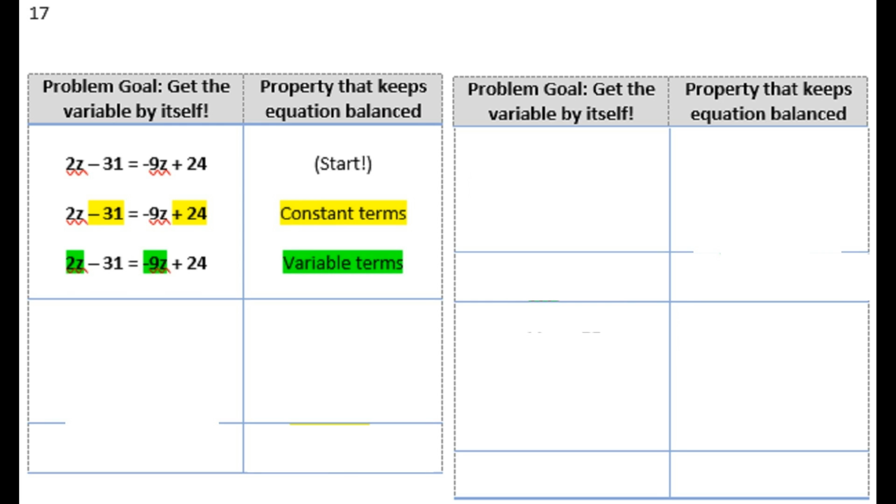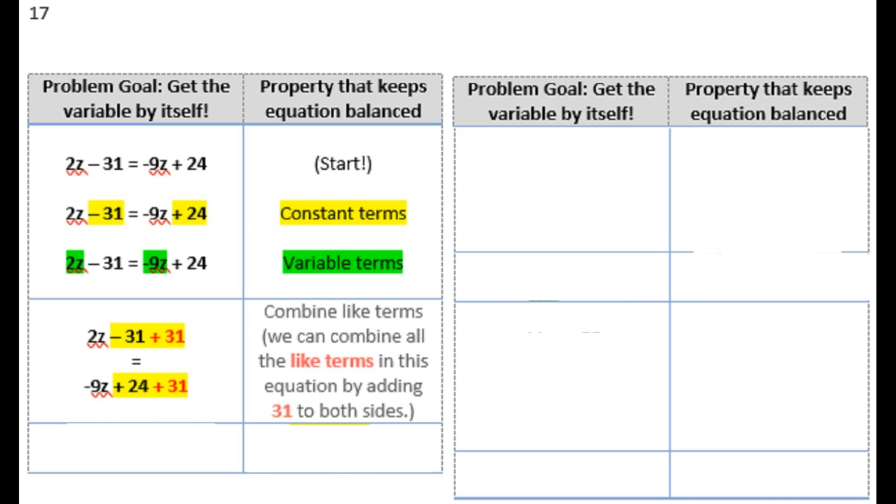So just as what we had to do with the other problem, we're going to have to do some moving around so we can actually solve this thing. We're going to start off by adding 31 to both sides, and that's going to cancel out that negative 31 on the left, and we have to add that to 24. So 24 plus 31 is 55. We have 2z equals negative 9z plus 55. Now all my constants are on the right-hand side.